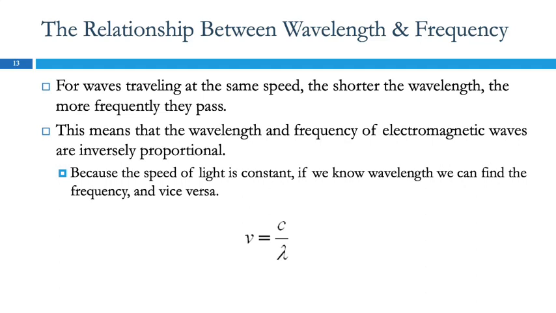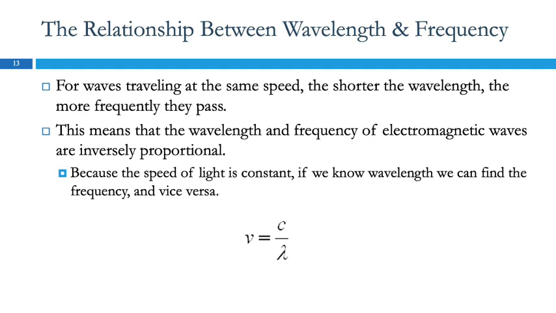So the speed of light is constant, and so we can have this equation here where the frequency is equal to the speed of light divided by the wavelength. So if we know the wavelength, we can find the frequency. If we know the frequency, we can find the wavelength.